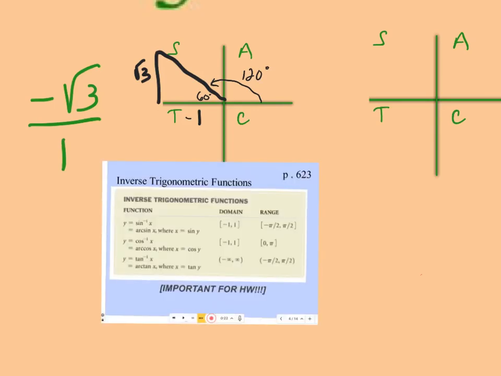But wait, 120 degrees for a tangent does not fall between negative pi over 2 and positive pi over 2. So even though 120 is a correct mathematical answer, it doesn't fit the range, and therefore it is not an option. However, we do have another option, as discussed, in quadrant 4.